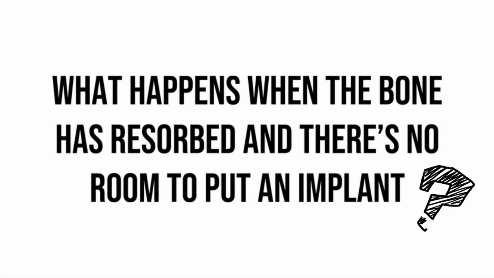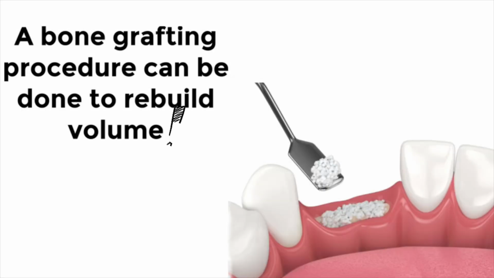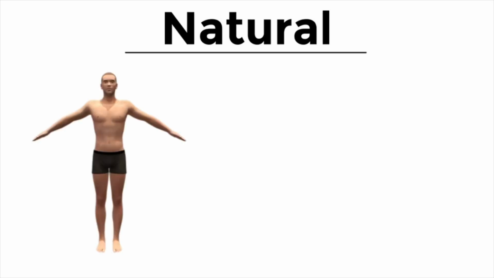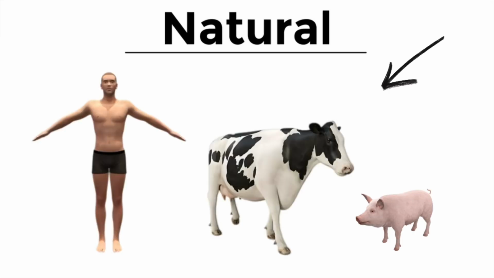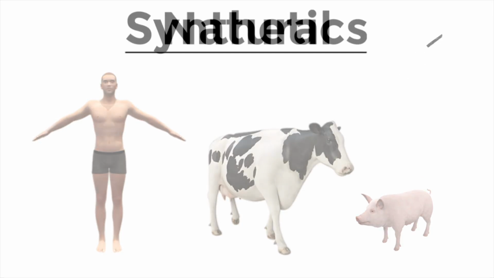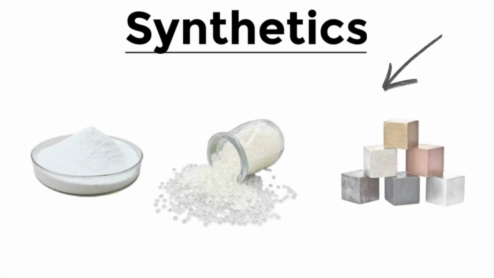So, if the bone is resorbed and there's not enough room to place an implant, a dental bone graft can be done to regain volume in the area. The bone graft can consist of natural materials like human, cow, or pig bone, along with synthetic materials like ceramics, polymers, bioactive glass, and metallic alloys.